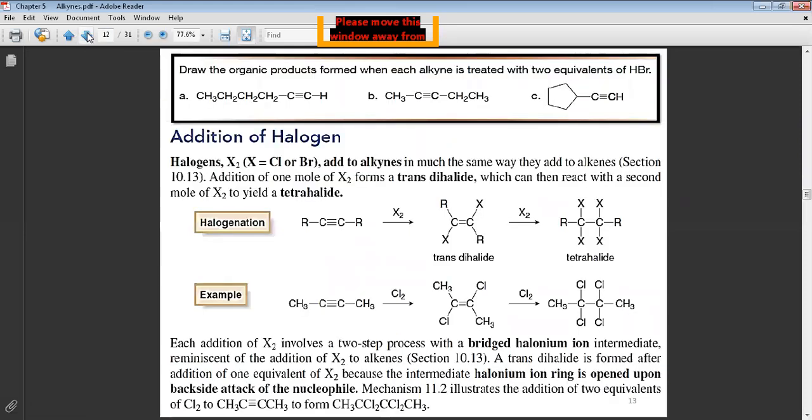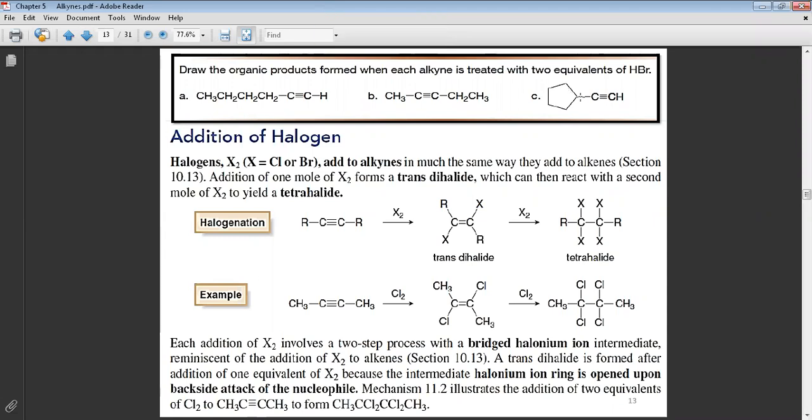Now, look at this homework: draw the organic products formed when each alkyne, the three alkynes below, is treated with 2 equivalents of HBr. Be careful about 2 equivalents. That means this alkyne will react with 2 HBr, and also this alkyne, and also this alkyne. Draw the structures of the products. This is homework for you.